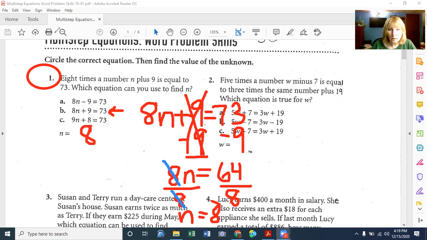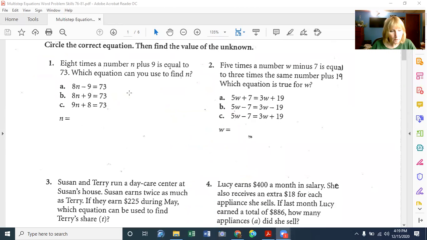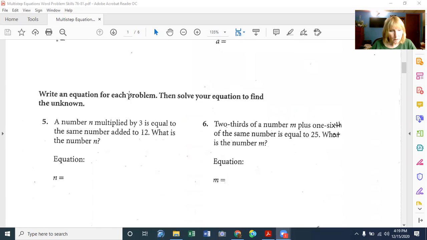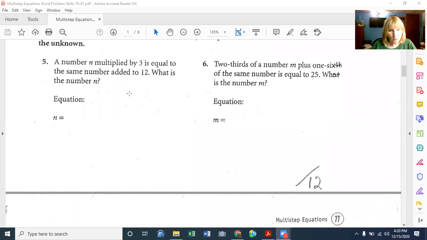Let me clear. And then let's look at a different one down here. Let's look at one where you actually have to make the equation. Let's look at number 6. So we take it one step at a time.